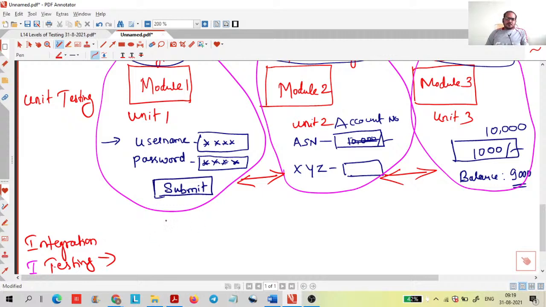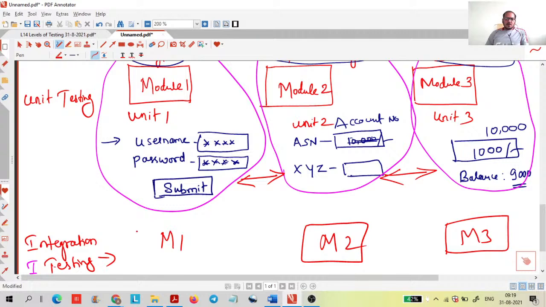In the unit we only tested the features or functionality of a particular module. In integration we need to integrate the data flow between module 1, module 2, module 3. There should be data dependency here, meaning data transfer, communication.